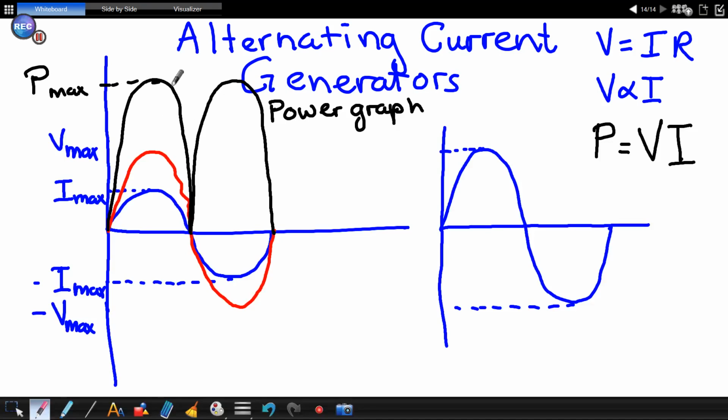You don't get negative power, because on the negative side of the current and voltage, the product will be positive. Negative times a negative is positive.